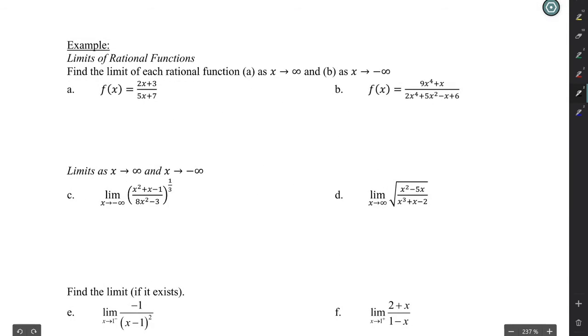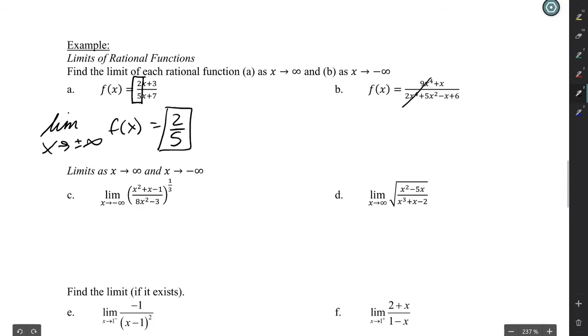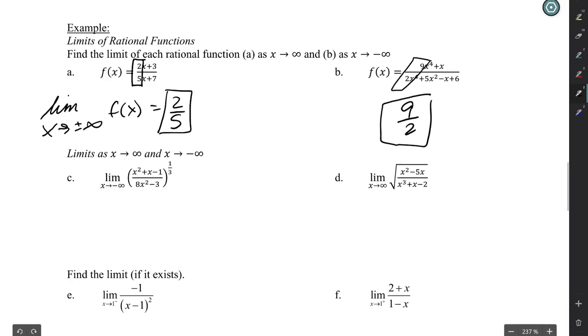Rational functions are my favorite because we learned how to find the asymptotes of these in Unit 1. As I look at this, the degrees are the same in the numerator and denominator, so that means the horizontal asymptote is 2/5. So the limit as x approaches positive or negative infinity of f of x will be 2/5. For example B, we have 9/2 because our highest exponent in the numerator and denominator is both 4.